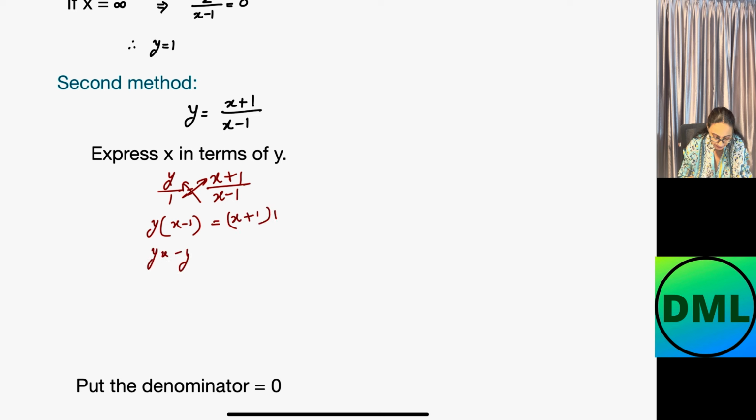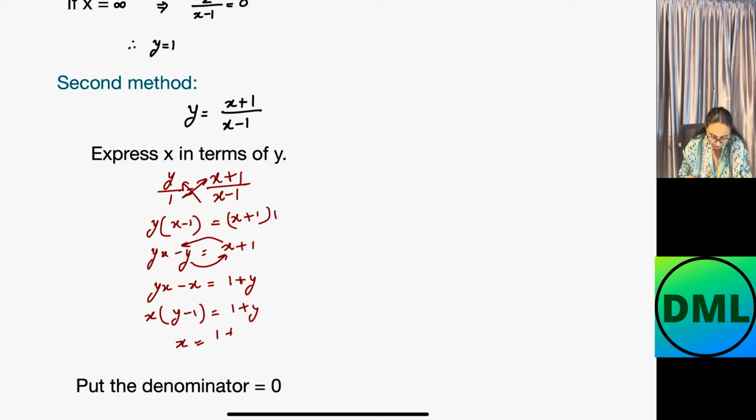yx minus y is equal to x plus 1. I need to combine x here, so I'll move x on this side and y on that side. yx minus x is equal to 1 plus y. Let's take out x as a common factor. y minus 1 is equal to 1 plus y. x is given as 1 plus y over y minus 1.